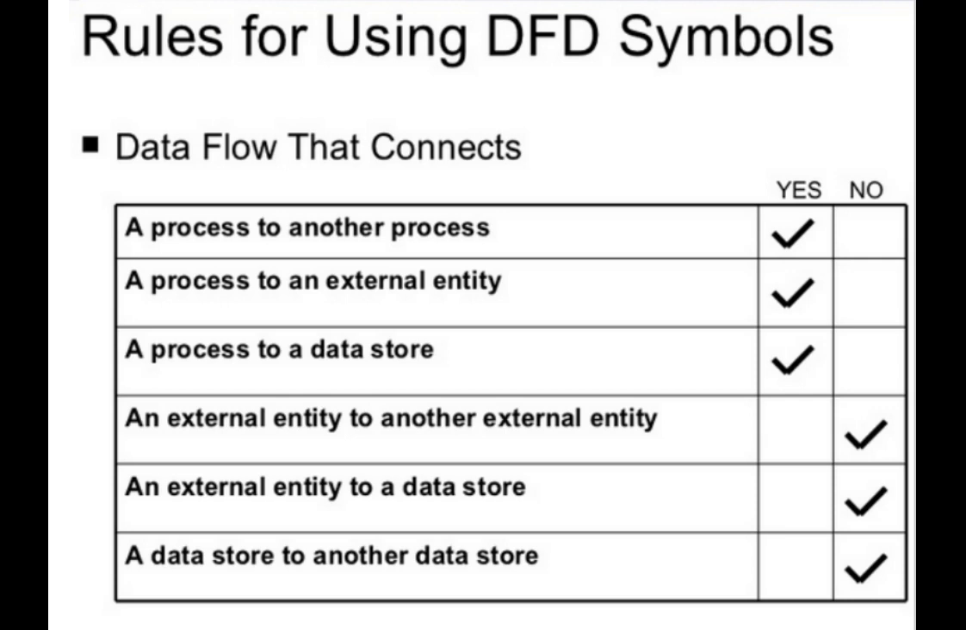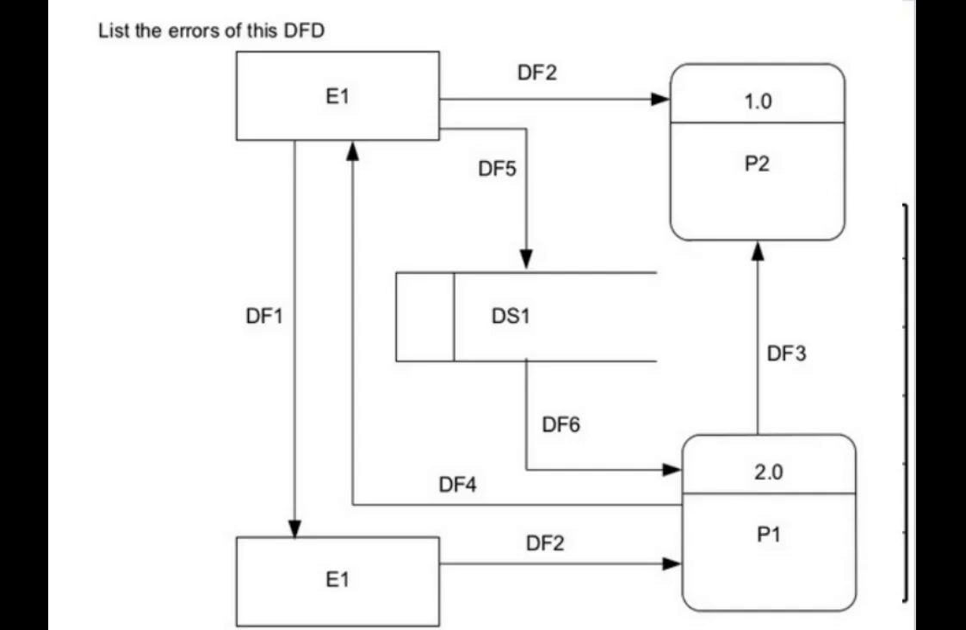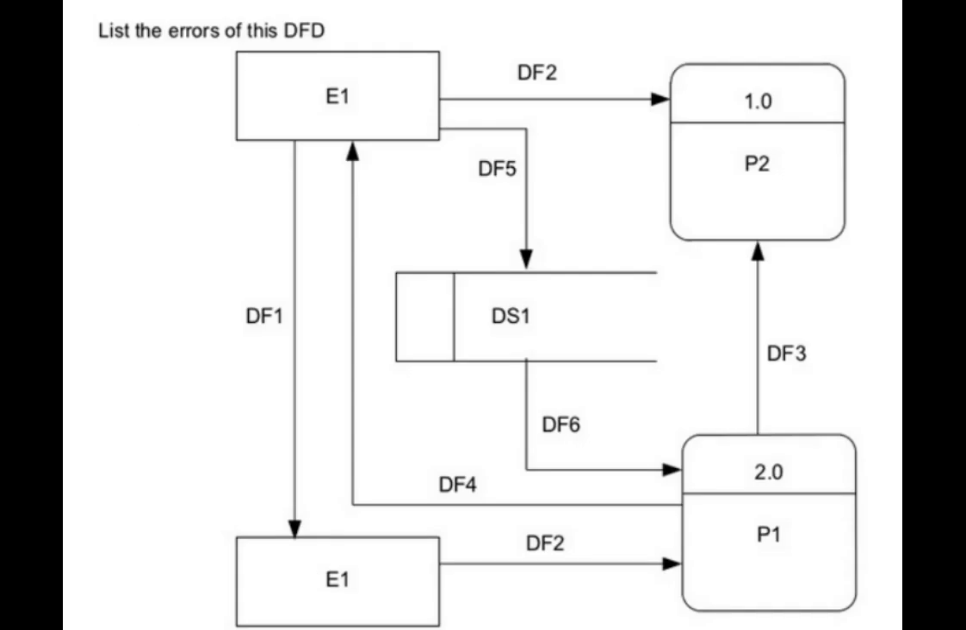For example, an external entity to another external entity, that kind of connection is not permitted in a data flow diagram. An external entity to a data store is not permitted in data flow diagrams. A data store to another data store directly through the data flow line is also not permitted in the data flow diagram. So in this class I am giving you this task.